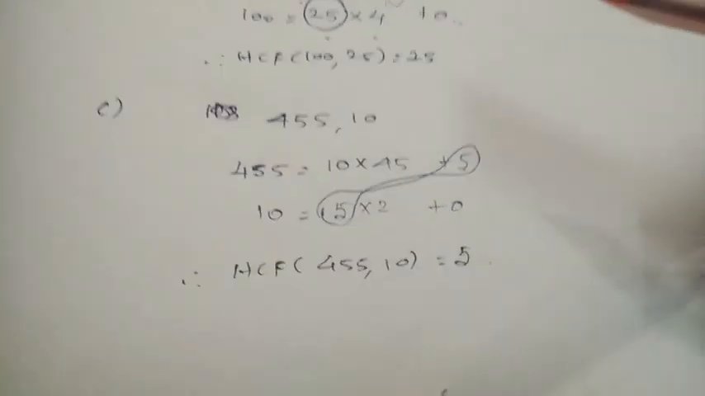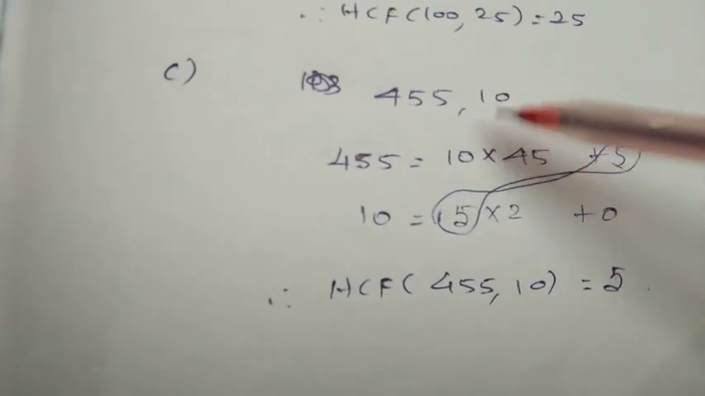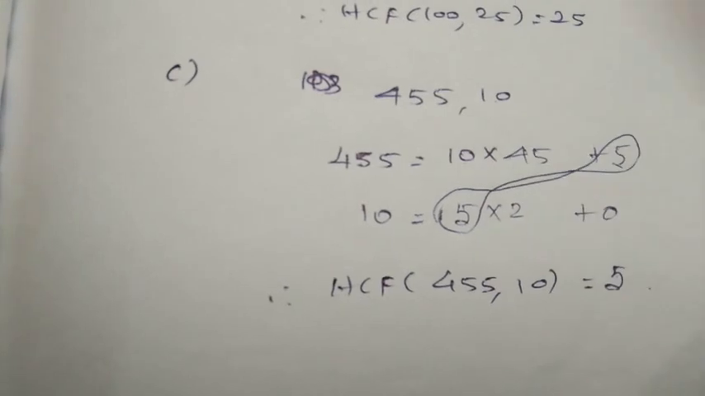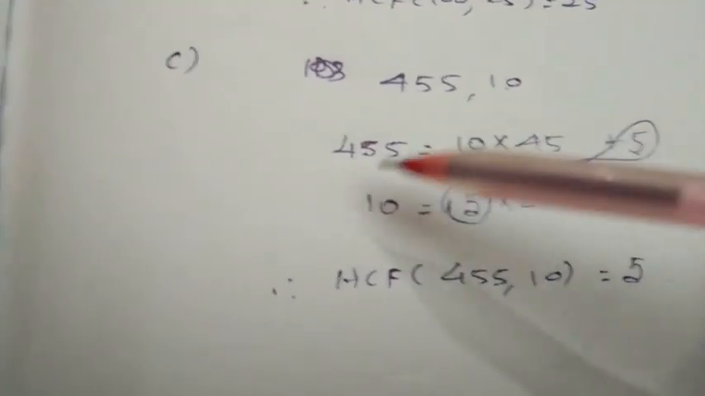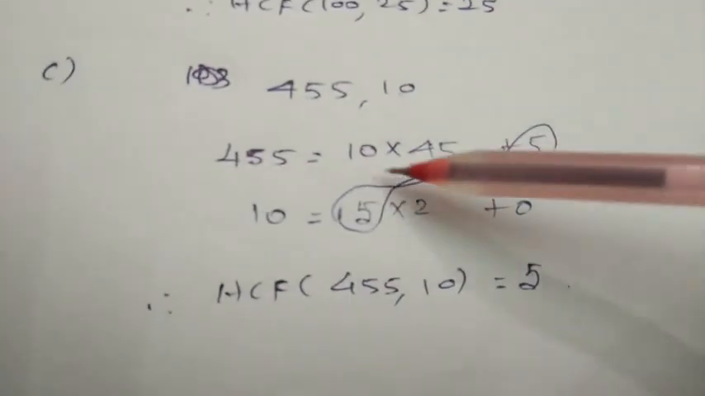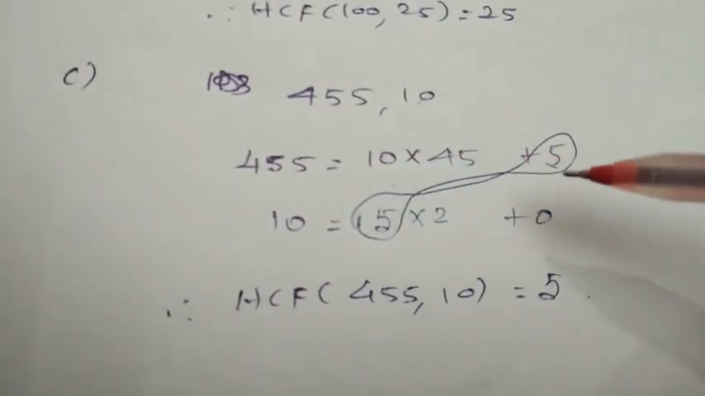Similarly, 455 comma 10. Example: 455 equals, we need to use 10 here. Don't change that, whether it is a bigger number or a small number. How many tens are there? 45. We know that 10 into 45 is 450. So 455 equals 450 plus remainder 5.